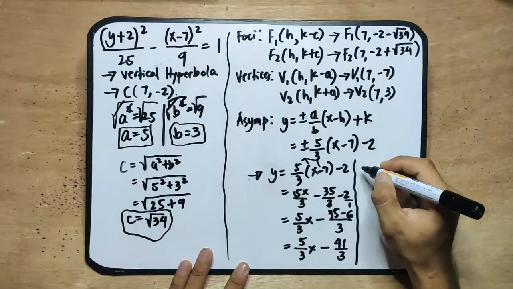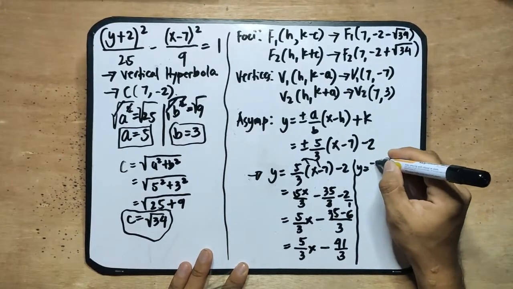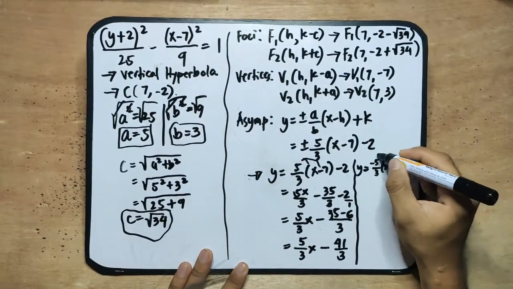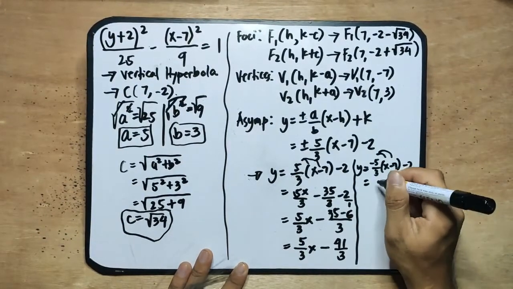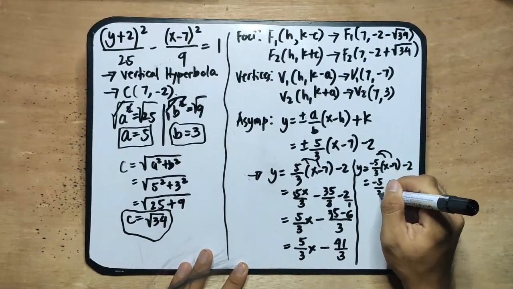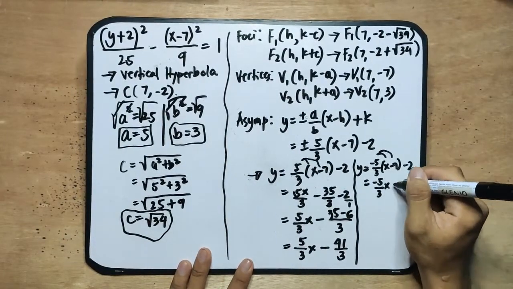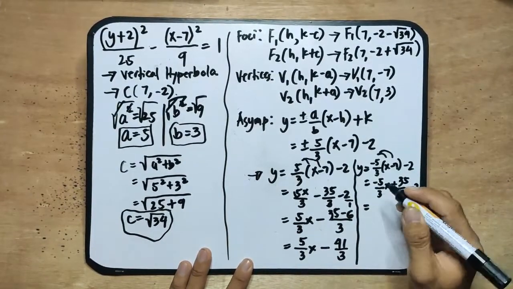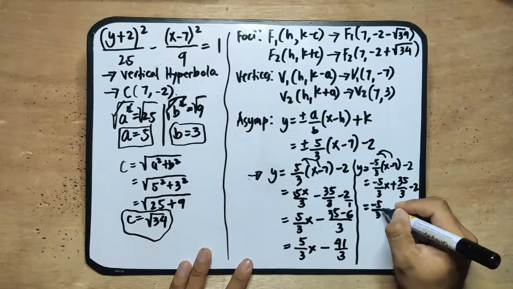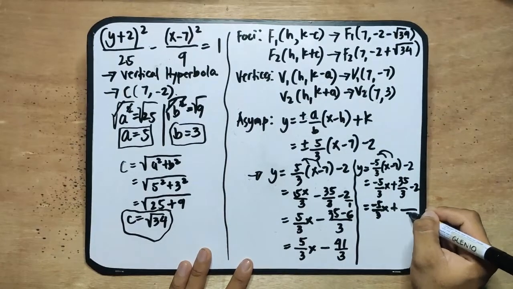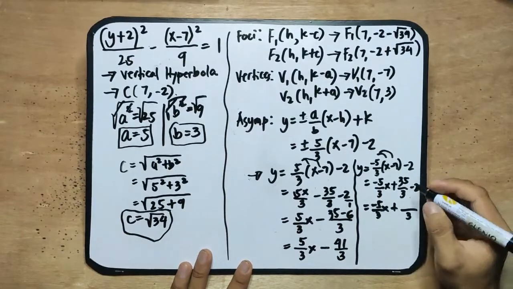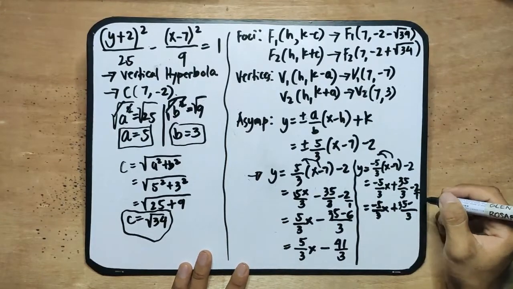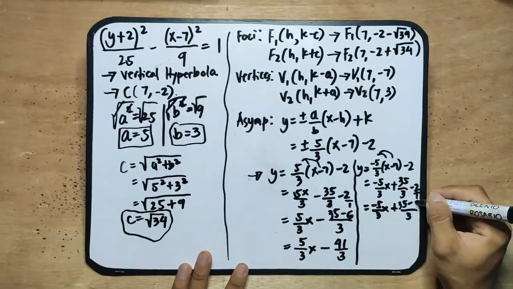Our second asymptote will be y is equal to negative 5 all over 3 times x minus 7 minus 2. So distribute that to all the terms inside the parentheses. We have negative 5 all over 3x. Negative times negative is positive 35 all over 3, and then minus 2. So we bring down negative 5 all over 3x plus, the LCD here is 3. 3 divided by 3 is 1. 1 times 35 is 35. Understood na 1 yan. 3 divided by 1 is 3. 3 times negative 2 is negative 6.